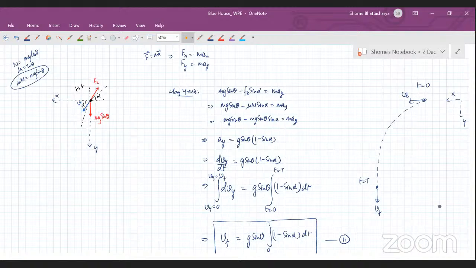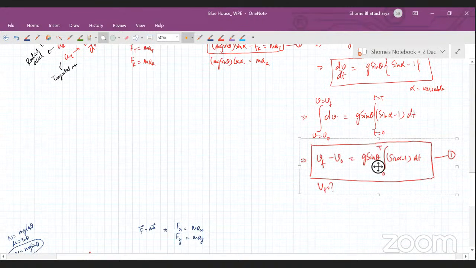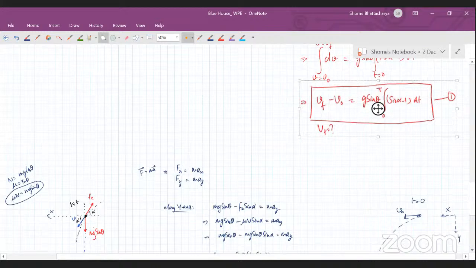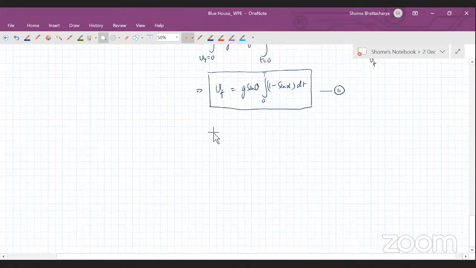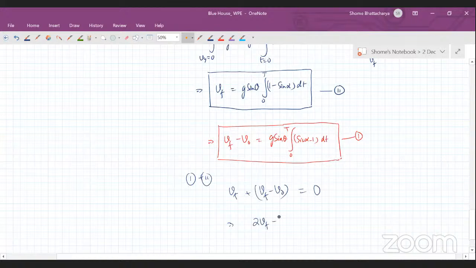Okay, so let's bring our first equation alongside and see how we can eliminate the terms. If you just add these two equations, you can get rid of the right hand side. So do equation 1 plus 2. So you have Vf plus Vf minus V naught. The left hand side is added, the right hand side becomes 0. So the final speed, which is the speed after a long enough time, is V naught by 2.